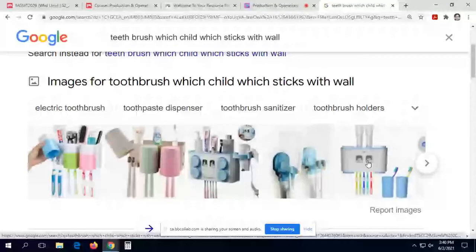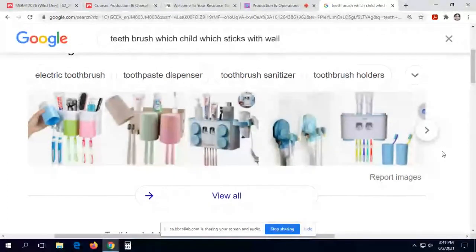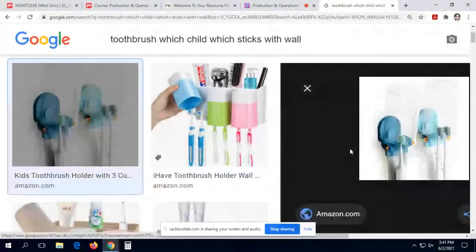I'm trying to remember some things which you would see. Let me share the screen again. It would be easier for you to understand what I'm trying to say. So you had this different type of toothbrush. See how their designs are very different, like this one.